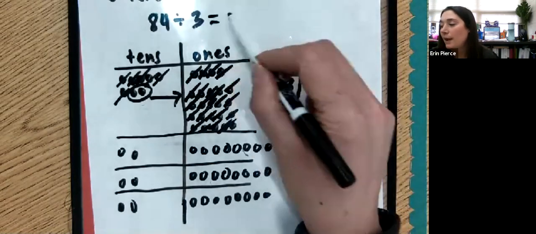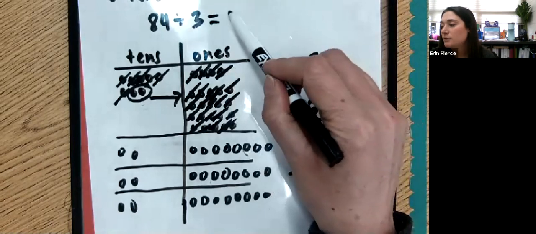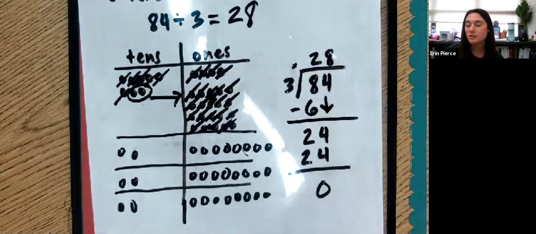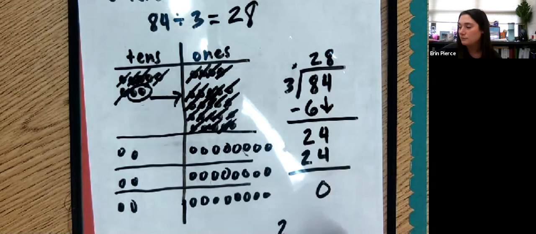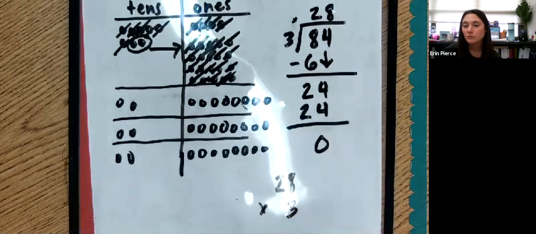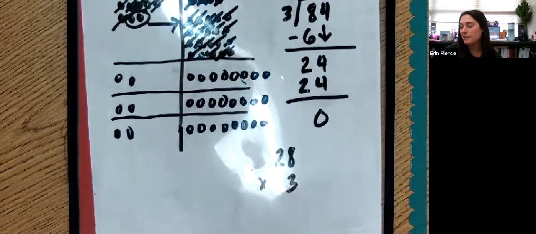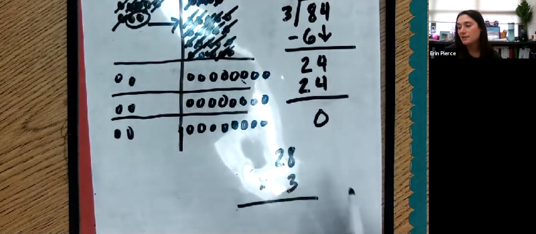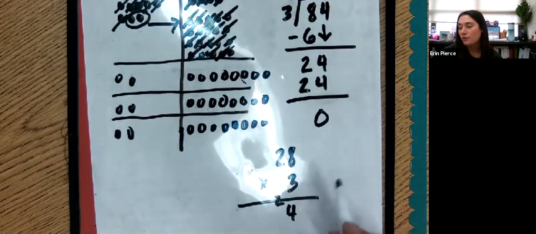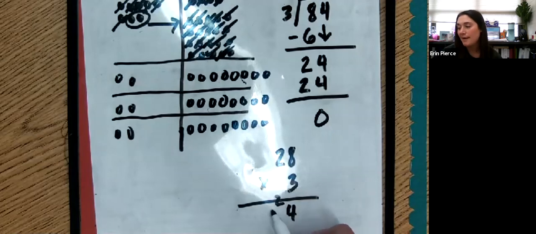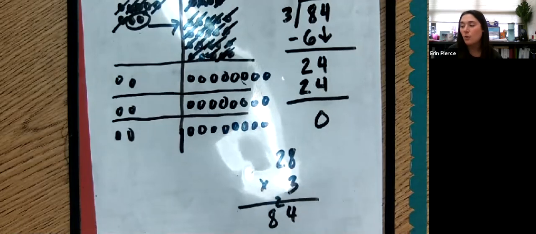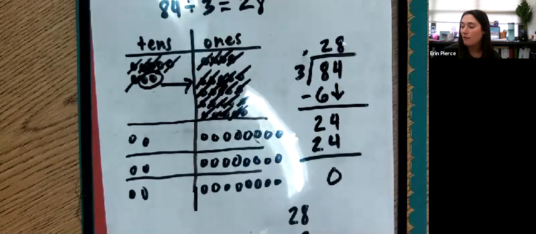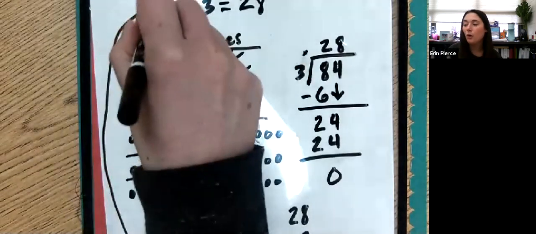So 84 divided by 3, 28. I can check my answer by doing 28 times 3, which we talked about on Thursday, checking our answer. 3 times 8, 24. 3 times 2, 6 plus 2 more, 8. 84, that is what I get, is my original whole.